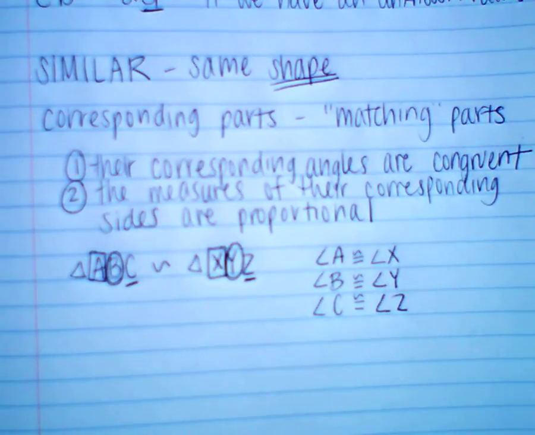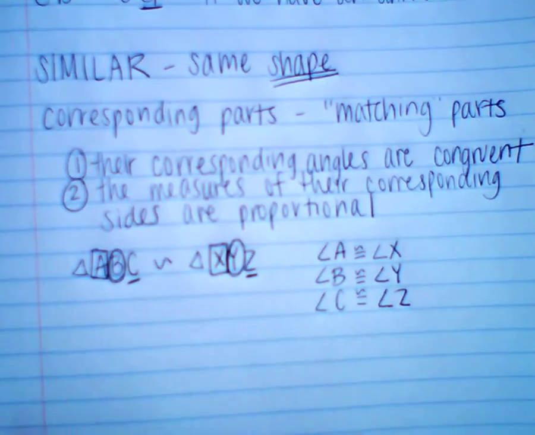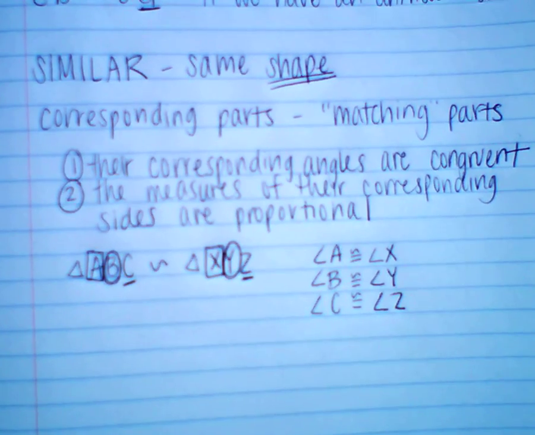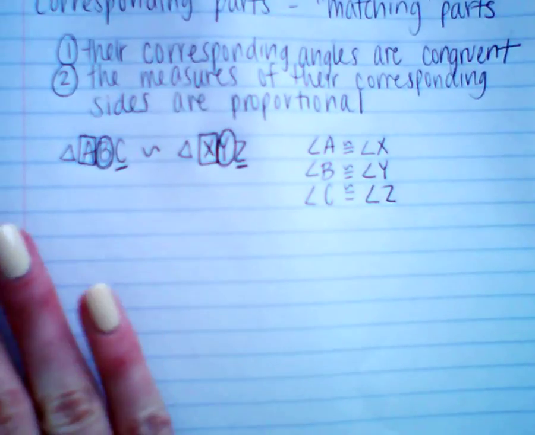Now, the next part that makes this different than congruent, this now tells me that their sides, so let's actually draw these triangles so we can see it better, their sides are going to be proportional. And we'll talk about what that means. So, let's move this up.